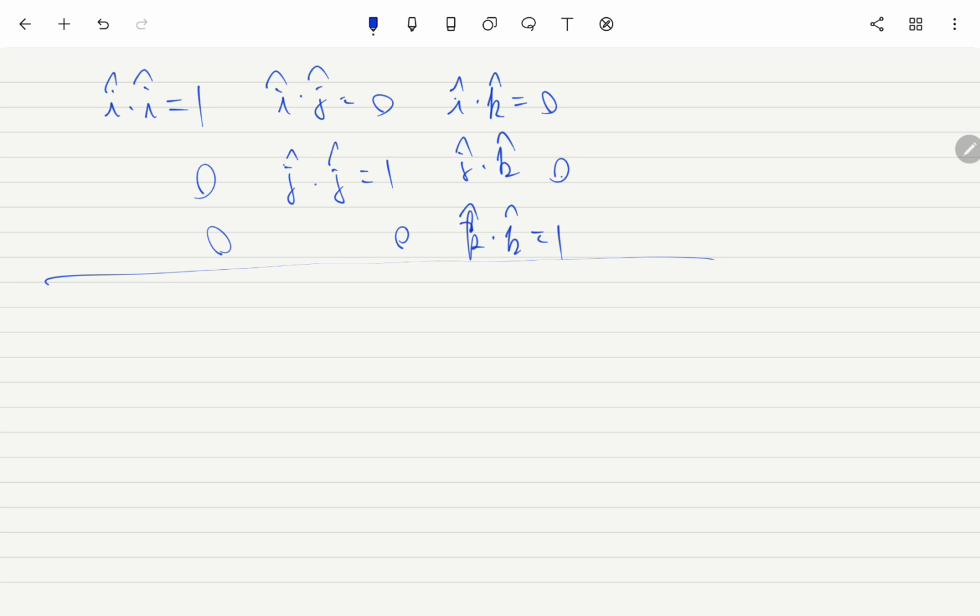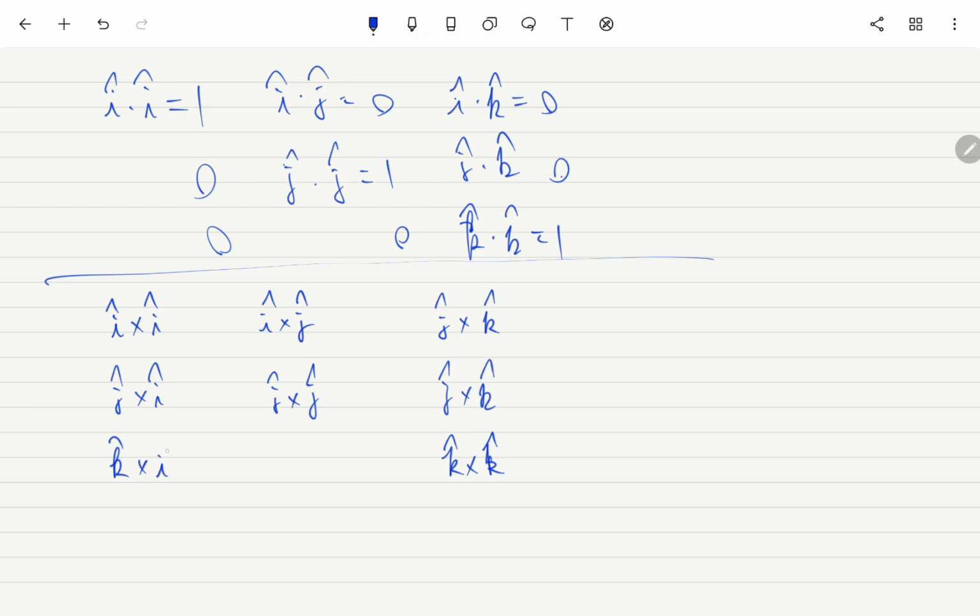Okay, so how about the cross product? For the cross product, we have I cross I, I cross J, I cross K, and then J cross I, J cross J, J cross K, and then K cross I, K cross J, and K cross K. Something like this. We altogether have 9 combinations.